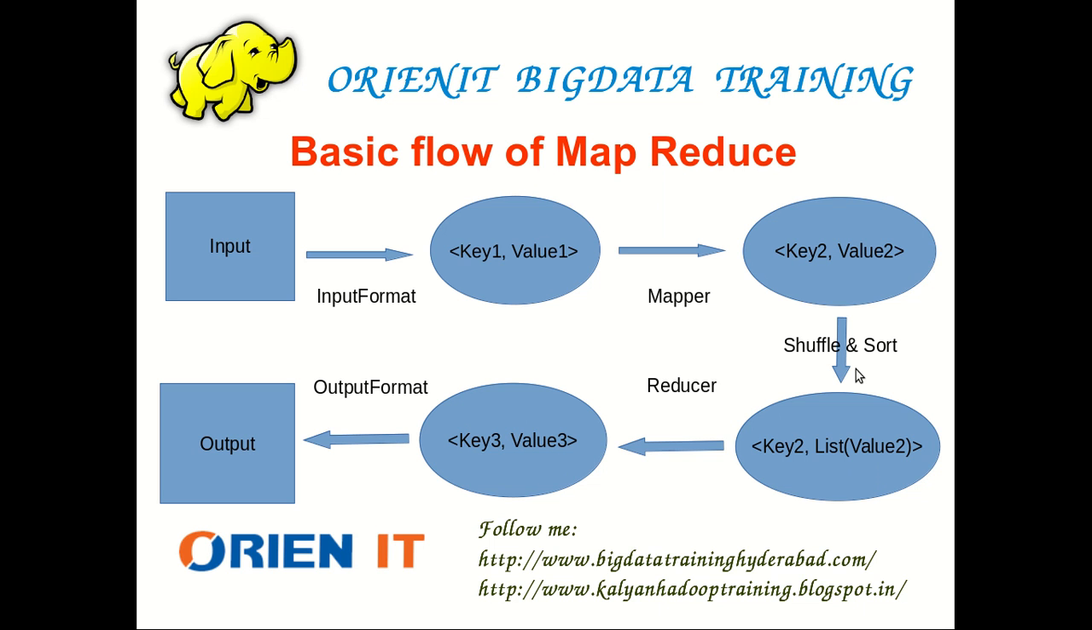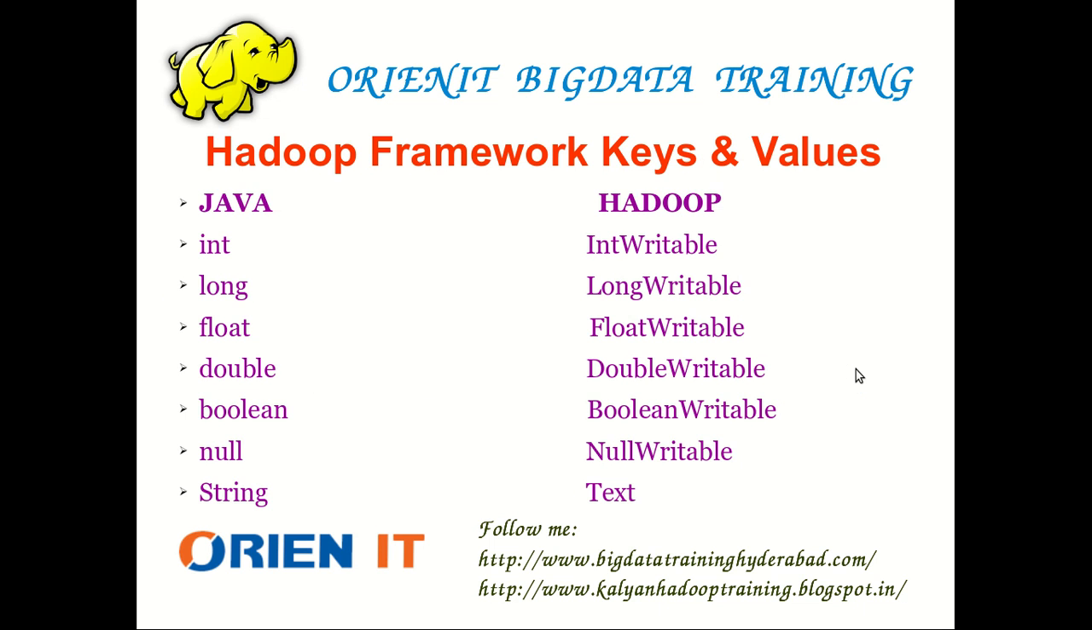Once you have cleared that part, then we just need to understand what are the framework-provided keys and values to do the programming. In Java we see primitive data types like integer, long, double, float, boolean, null, string. The same thing is available in Hadoop also, as keys and values. For integer, Hadoop provides IntWritable; for long, LongWritable; then FloatWritable, DoubleWritable, BooleanWritable, NullWritable, and Text.